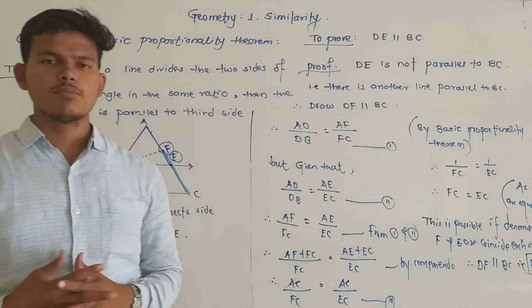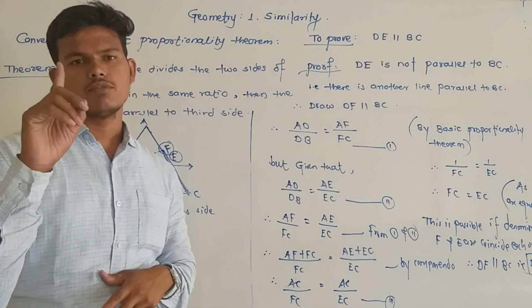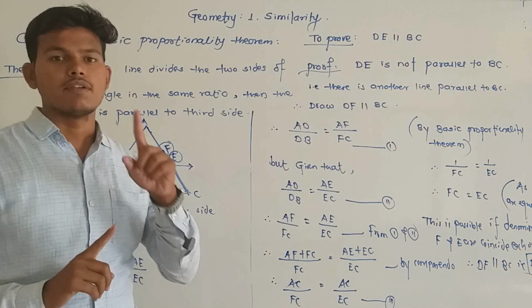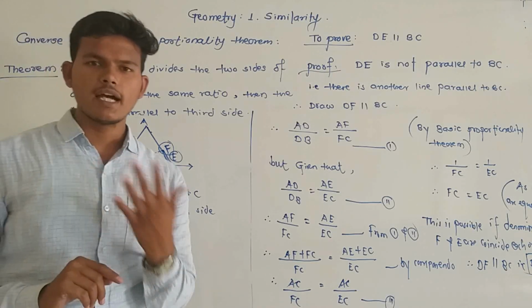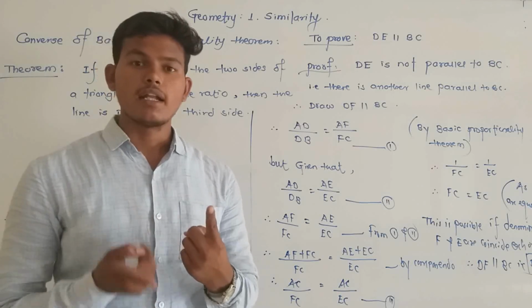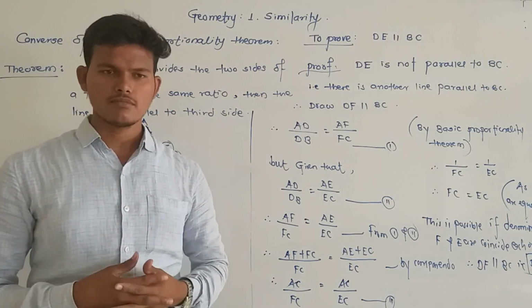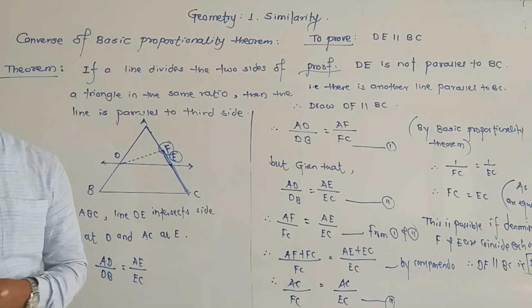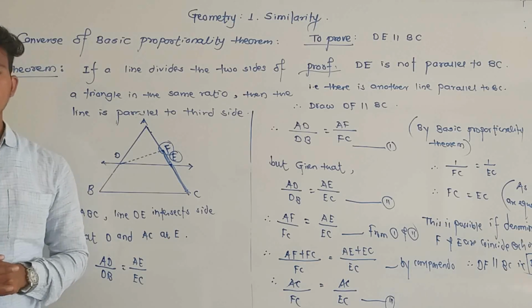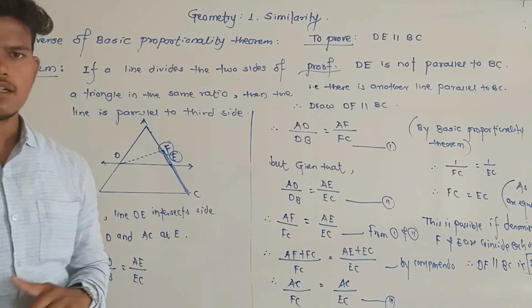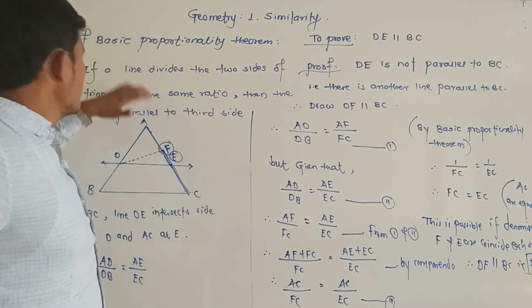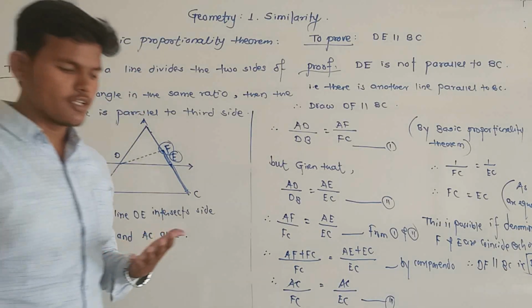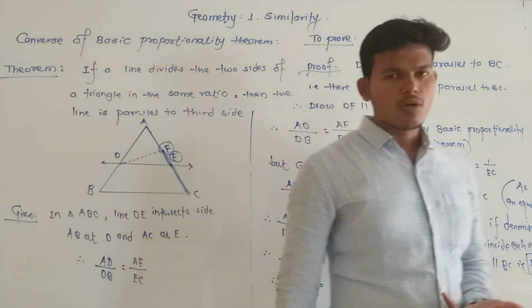To apply the basic proportionality theorem, simply remember one thing: if any line is parallel to any one side of a triangle, then we are using the basic proportionality theorem. That is, if a line is parallel to any one side of a triangle, then we use the basic proportionality theorem.